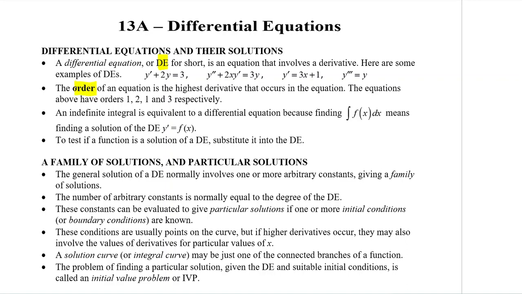The order of an equation is the highest derivative that occurs in the equation. So looking at those four examples up there, the first equation has just a y dash, so it's a first order differential equation. The second one has a first and a second, but the second is higher, so it's a second order. You get the point, right?